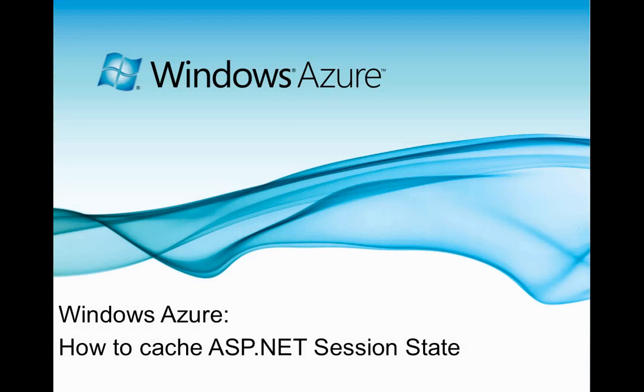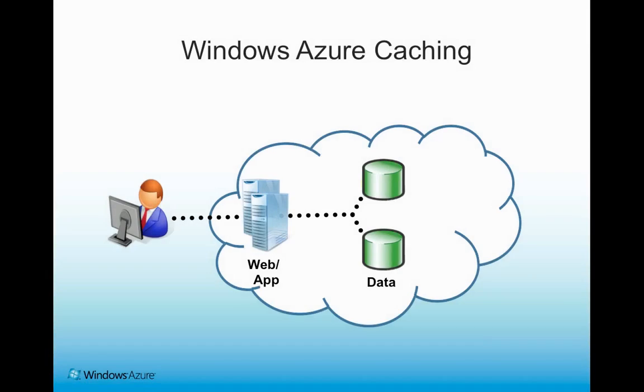In this walkthrough, I'll demonstrate how to set up the Windows Azure cache to cache ASP.NET session state. Caching the session state enables your users' in-session activities to persist and scale across multiple web roles. The Windows Azure cache provides a simple way to hold your data in memory and close to your cloud-based application.